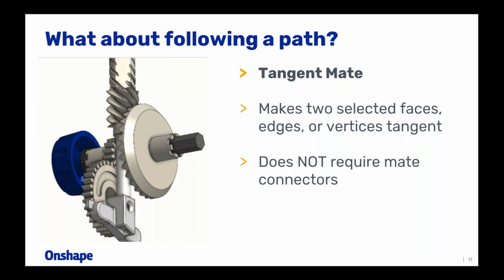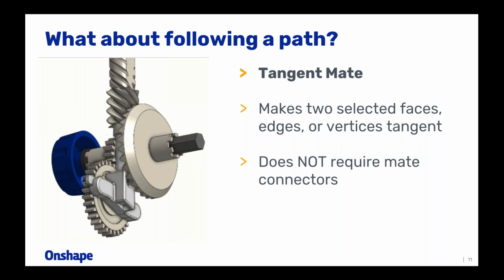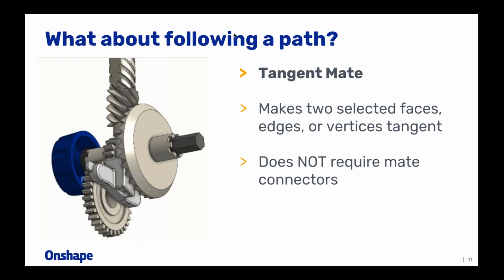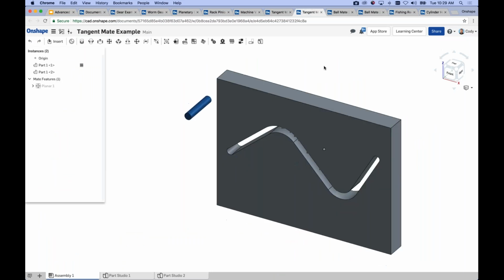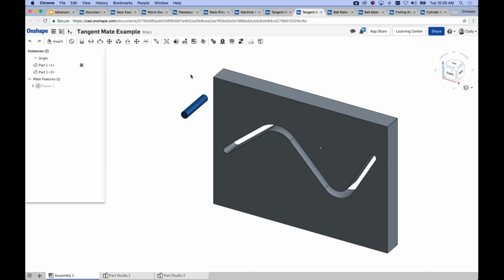But of course, the geometry, the reference, the examples that you have are going to be a bit different. Again, tangent mate does not require mate connectors. That's one of the biggest things I would stress. It is quite a bit different in that sense. So I'd like to start with a simple example of a part following a path. Let's say that I had a simple example of a pin following this groove that I've set up. That's an example where I would use a tangent mate.